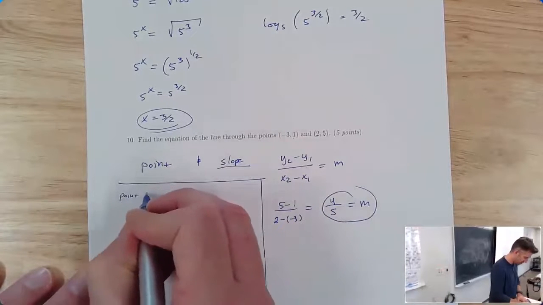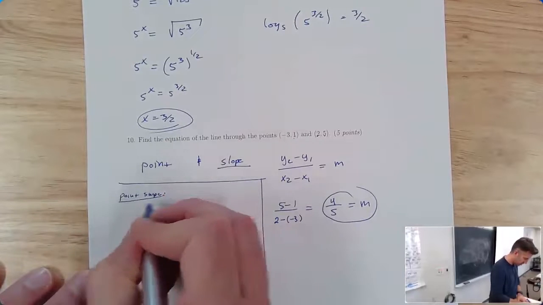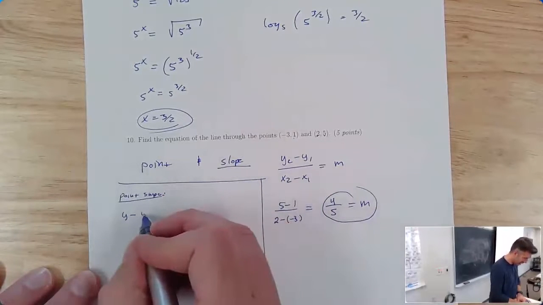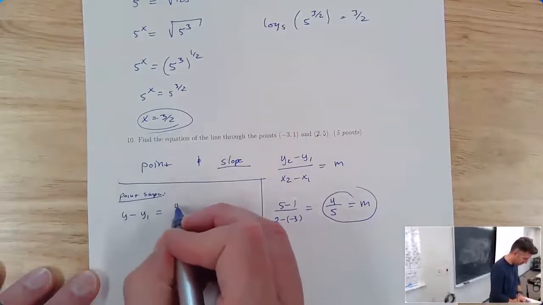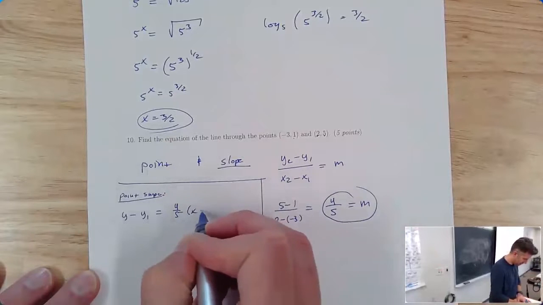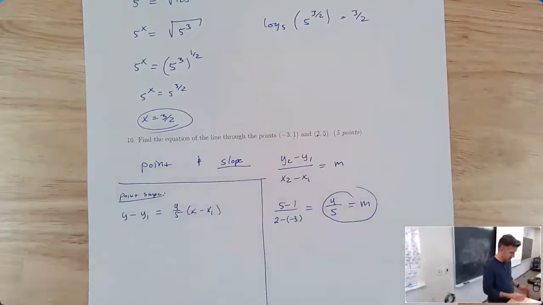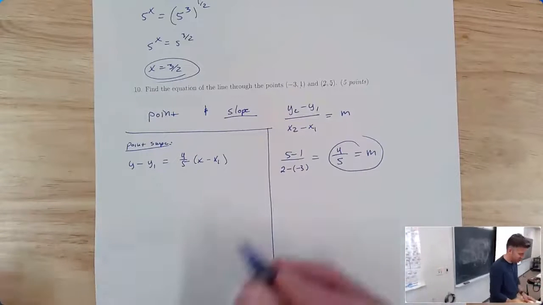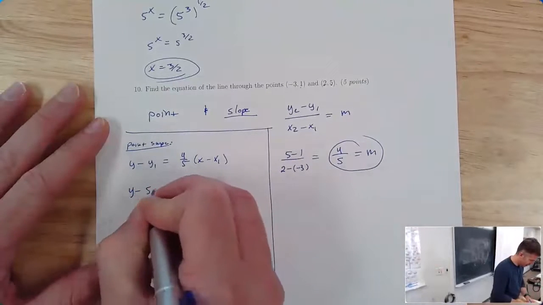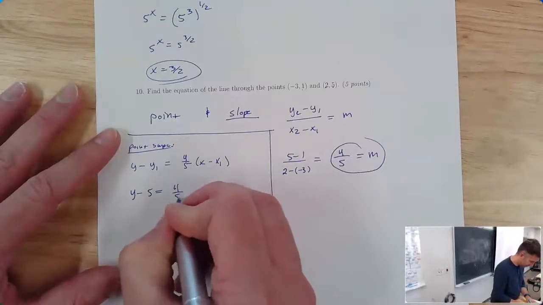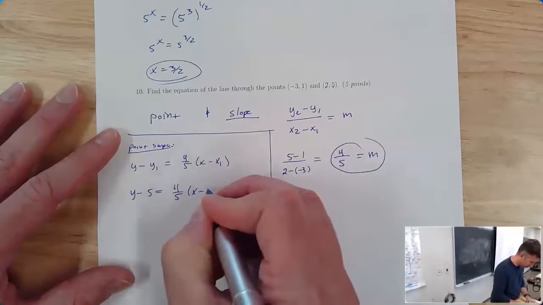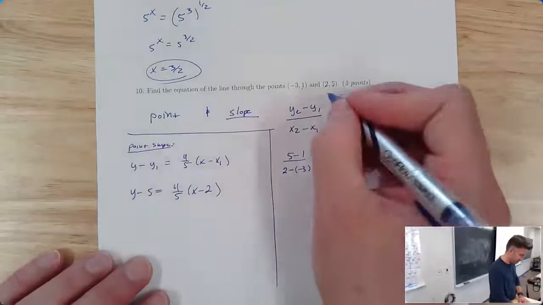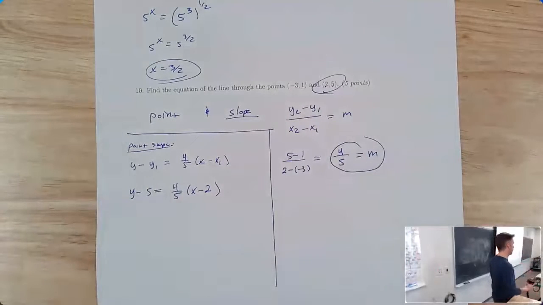So point slope, we say y minus either y value is equal to the slope times x minus the corresponding x value. So then you just have to pick one of the points. And if I have a choice, I'm probably going to pick the points that don't have any negatives if there is such an option. So I would choose y minus 5 equal to 4/5 times x minus 2. I'm picking this point because neither of them happen to be negative and it's just easier to deal with.